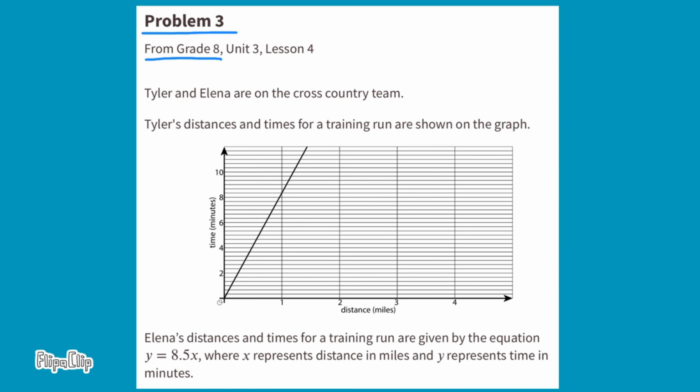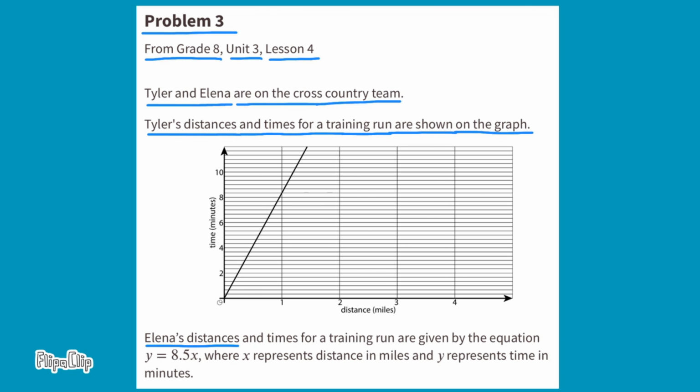Problem number 3 from 8th grade, Unit 3, Lesson 4. Tyler and Elena are on the cross-country team. Tyler's distance and times for a training run are shown on the graph. Elena's distance and times for a training run are given by the equation y equals 8 5/10 times x, where x represents distance in miles and y represents time in minutes.